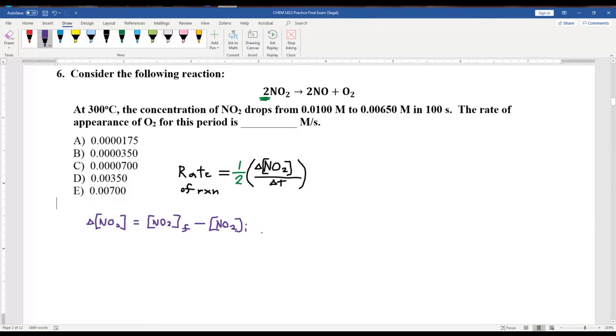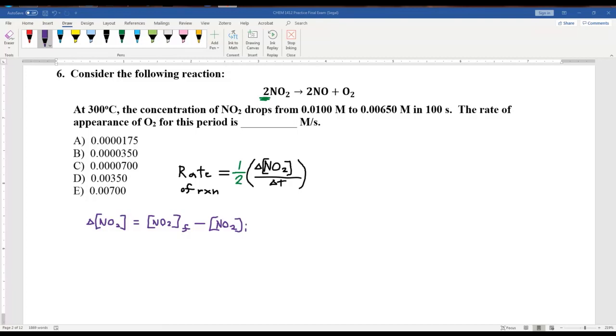All right. And so this is going to be negative because the final amount is always going to be less than the initial, because as the reaction proceeds, reactants get used up. Well, here's the thing. You cannot have a negative rate of reaction, because that would mean the reaction is going backward. So whenever you express rate of reaction, it must always be expressed as a positive number.